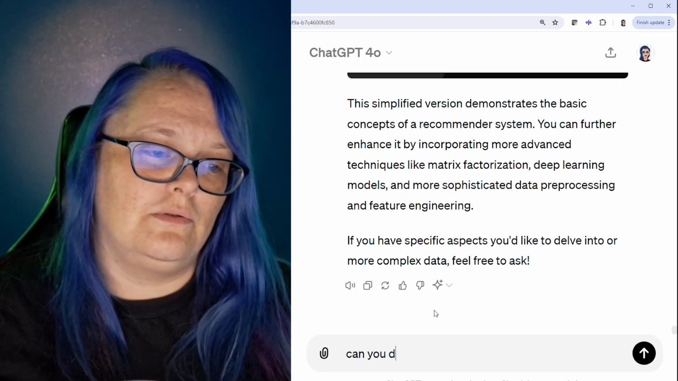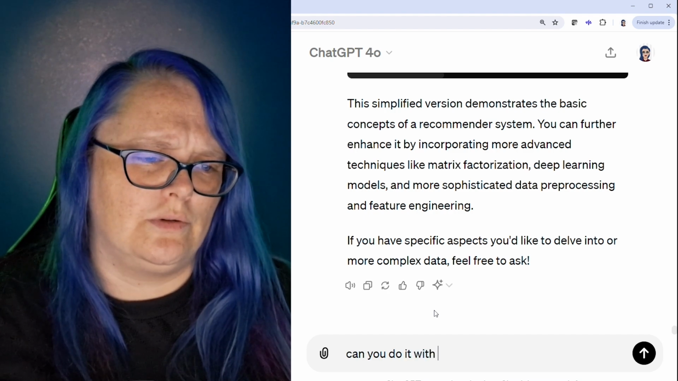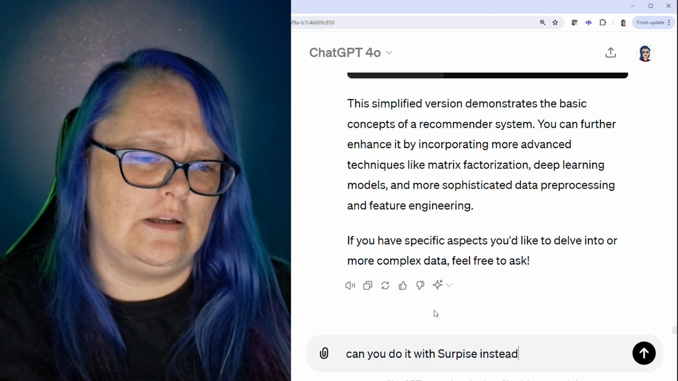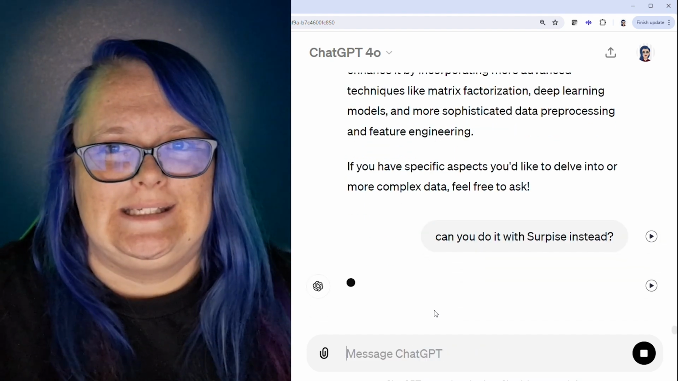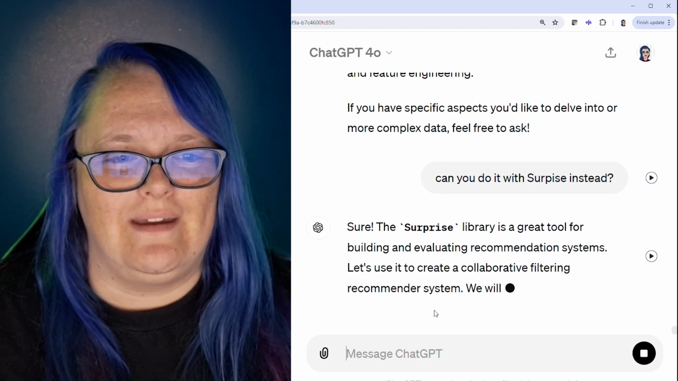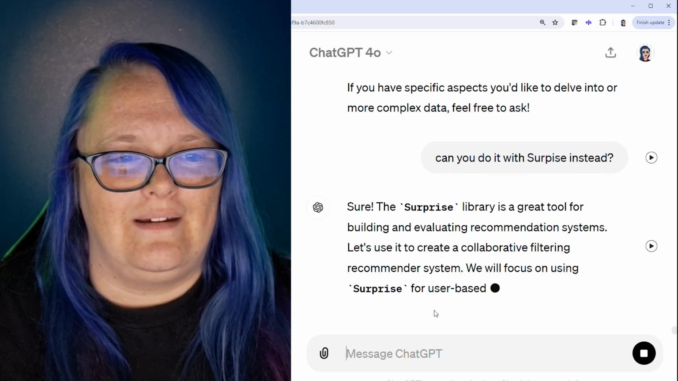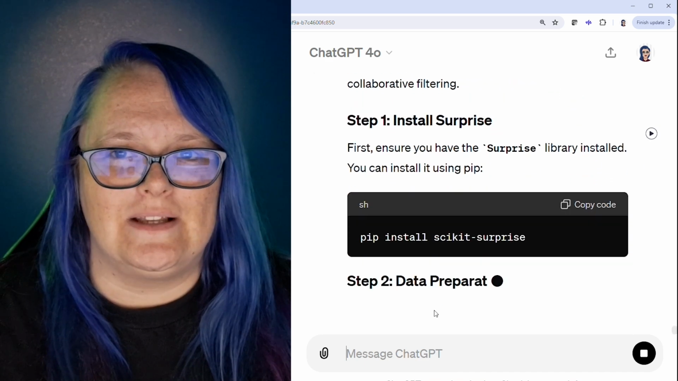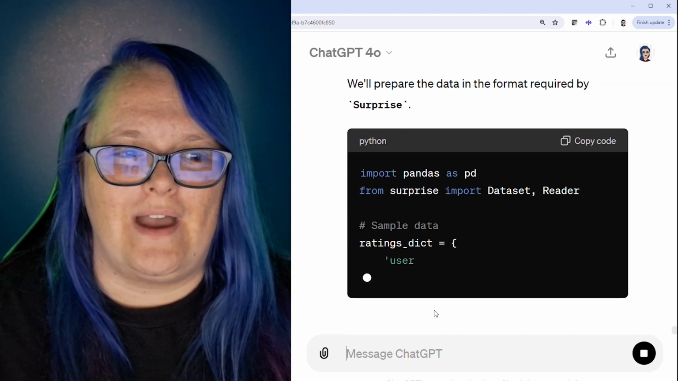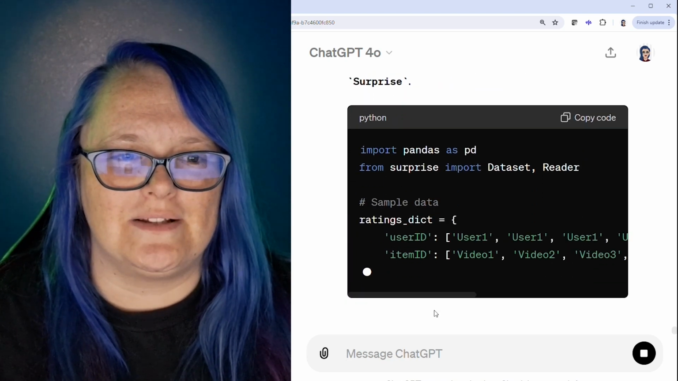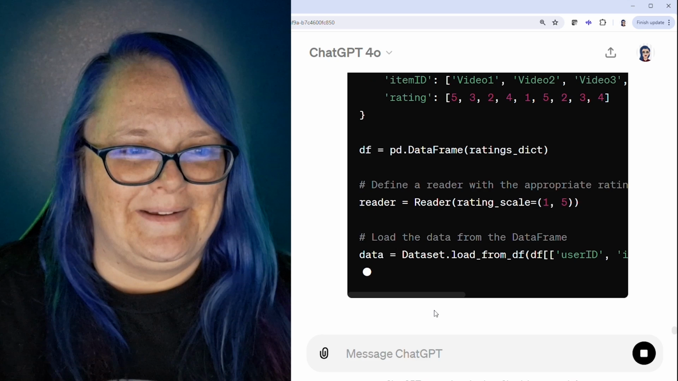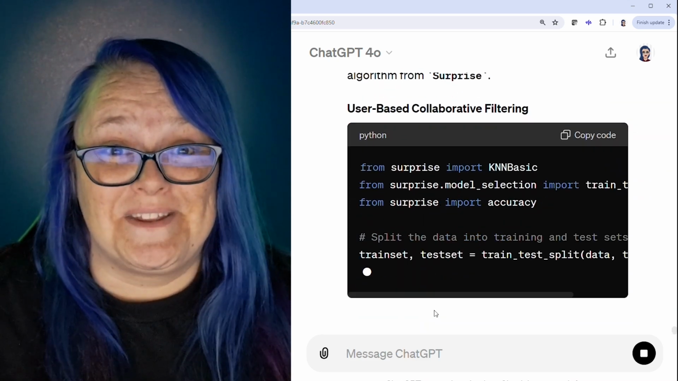Can you do it with surprise instead? Surprise is a different way of doing it, instead of the way that it did it. Surprise is a different algorithm that does recommender systems, and I'm trying to see if it knows how to do both of them. Again, we're gonna test all this code in a minute.